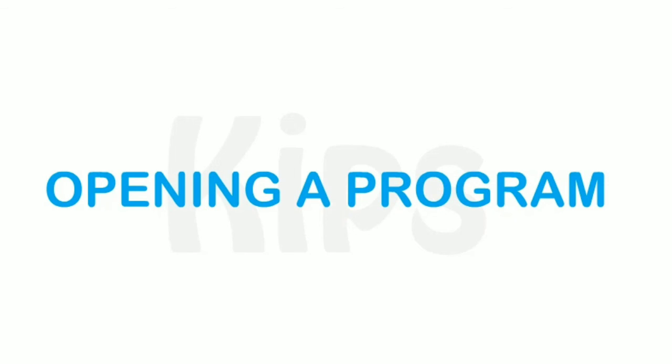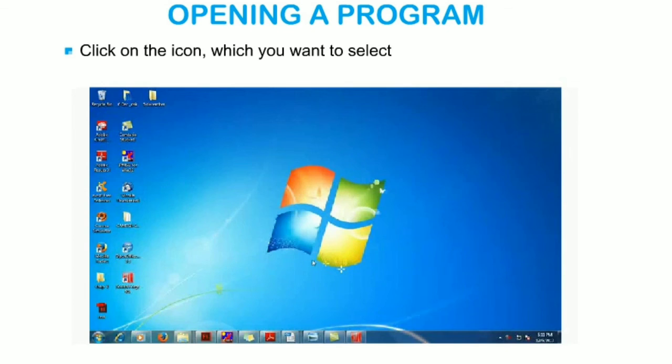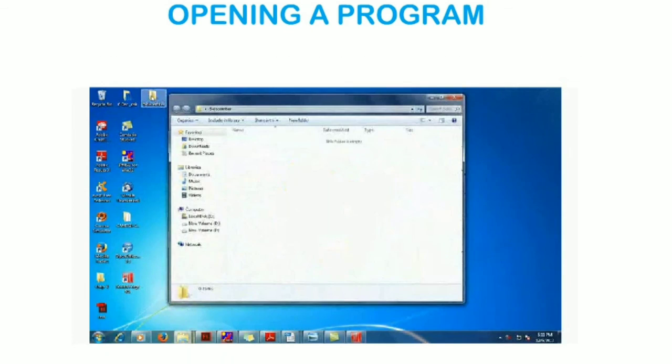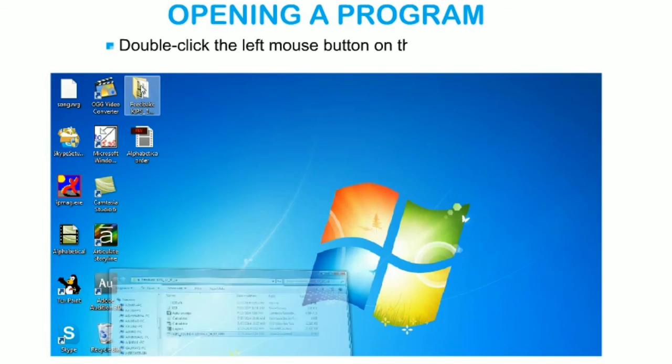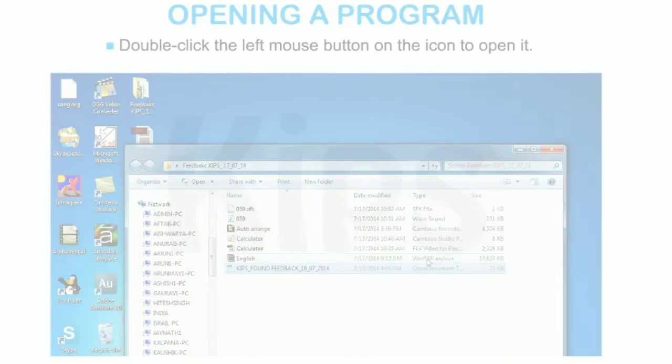Okay, let's now learn how to open a program. Click on the icon which you want to select and press the Enter key. The application window will open, or double-click the left mouse button on the icon to open it.